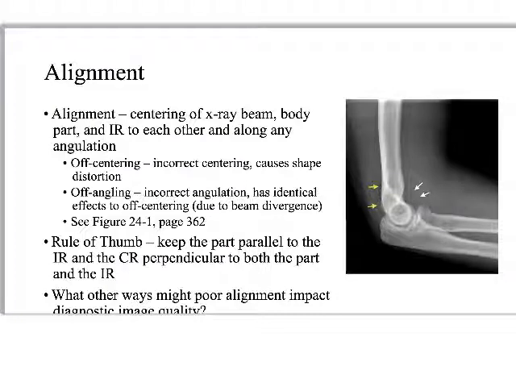I'll say that again. This is an old rule of thumb. This one's been around for almost 100 years, I bet. I don't even know who first realized this. But keep the part parallel to the image receptor and the central ray perpendicular to both the part and the image receptor, and as centered as possible on both, right?